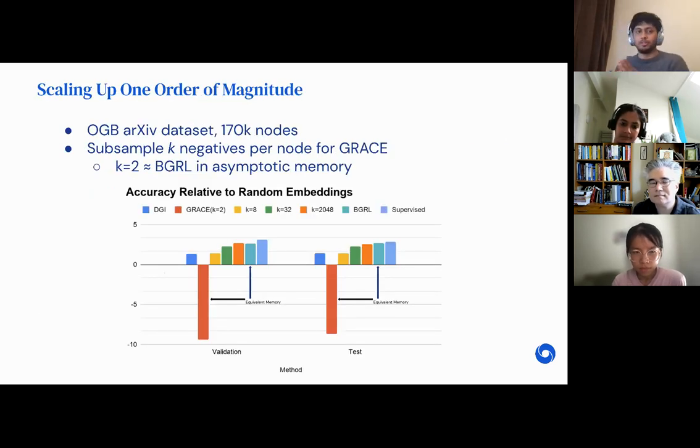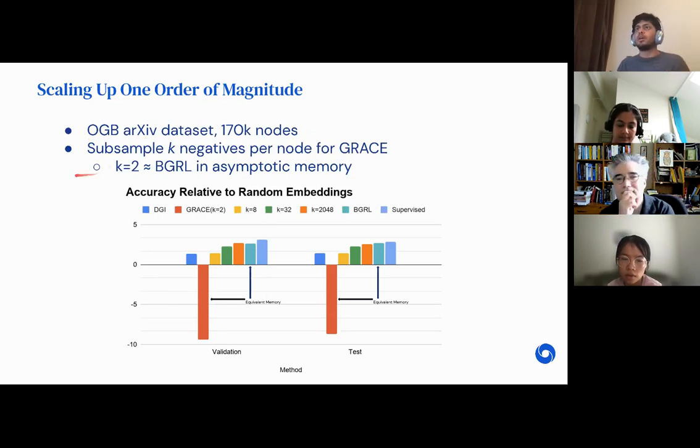Okay, so the next natural question to ask is, what happens if you scale up another order of magnitude, where Grace has no hope of satisfying the quadratic objective? So we look at the OGB arXiv dataset, which has 170,000 nodes. The approximation we make to Grace is, because you can't fit all the pairs in memory, for each node, we subsample k negative nodes and only contrast among those. And k equals 2 is the asymptotic equivalent of BGRL in terms of memory consumption. BGRL has the online and the target network, so that's why its memory is doubled.